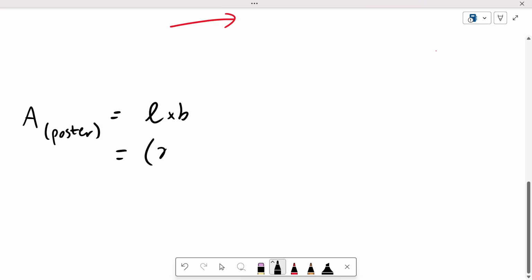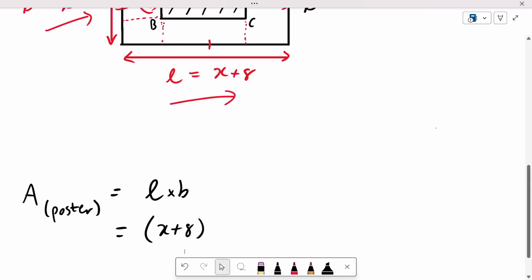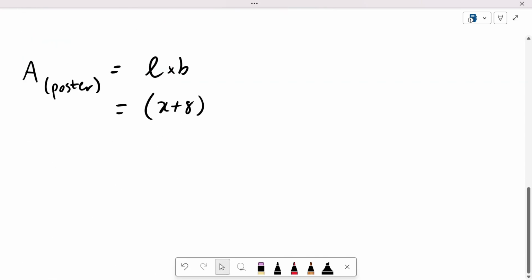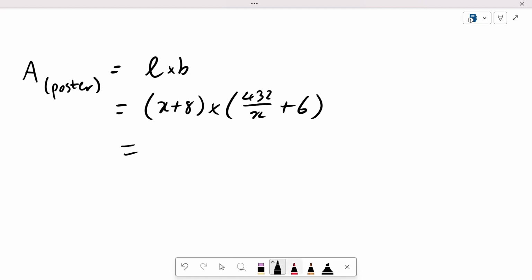The length was x plus 8, if I can remember, yes, x plus 8, and the breadth was 432 over x plus 6. So we are going to multiply these two brackets over here. Now we just need to do some simple FOIL method. So what we can do over here is we are going to multiply using the FOIL method. So we're going to multiply the x into that, which is going to be x multiplied by 432 over x, which is just going to give us 432 multiplied by x over x.